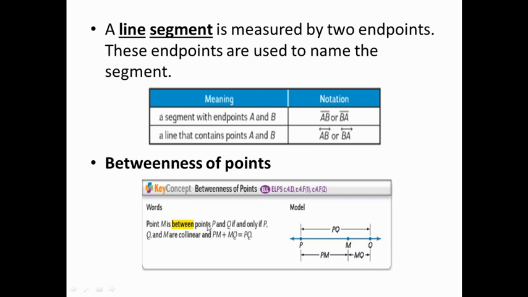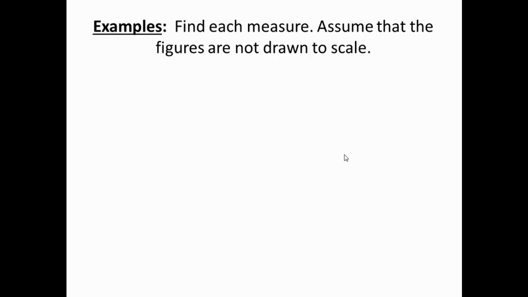Point M is between points P and Q if and only if P, Q, and M are collinear, and PM plus MQ equals PQ. So this little segment PM and this smaller segment MQ add up together to equal PQ, and that's how you know point M is in between points P and Q. So that kind of makes sense when you think of it like that.